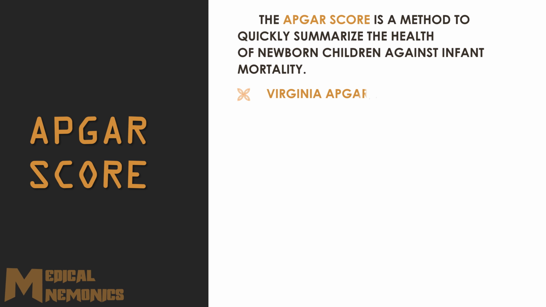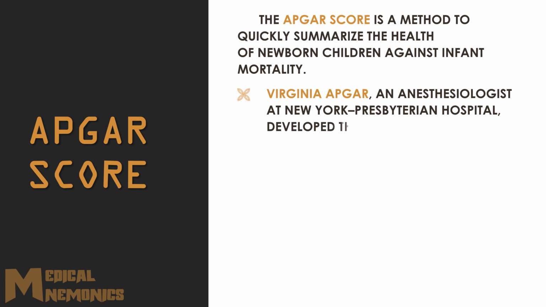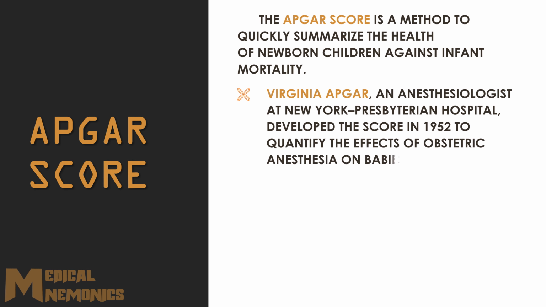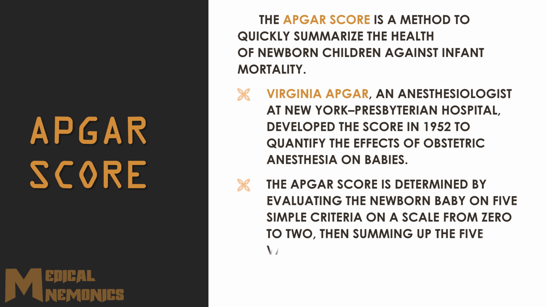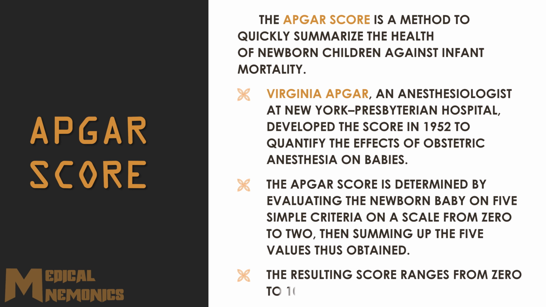Virginia Apgar, an anesthesiologist at New York Presbyterian Hospital, developed the score in 1952 to quantify the effects of obstetric anesthesia on babies. The APGAR score is determined by evaluating the newborn baby on 5 simple criteria on a scale from 0 to 2, then summing up the 5 values thus obtained. The resulting score ranges from 0 to 10.